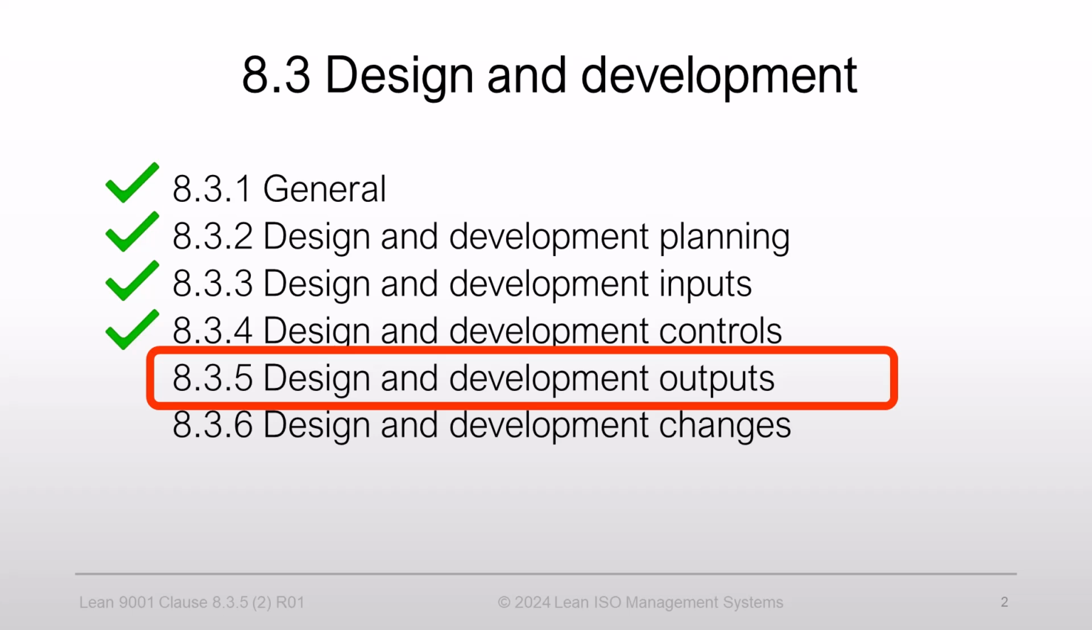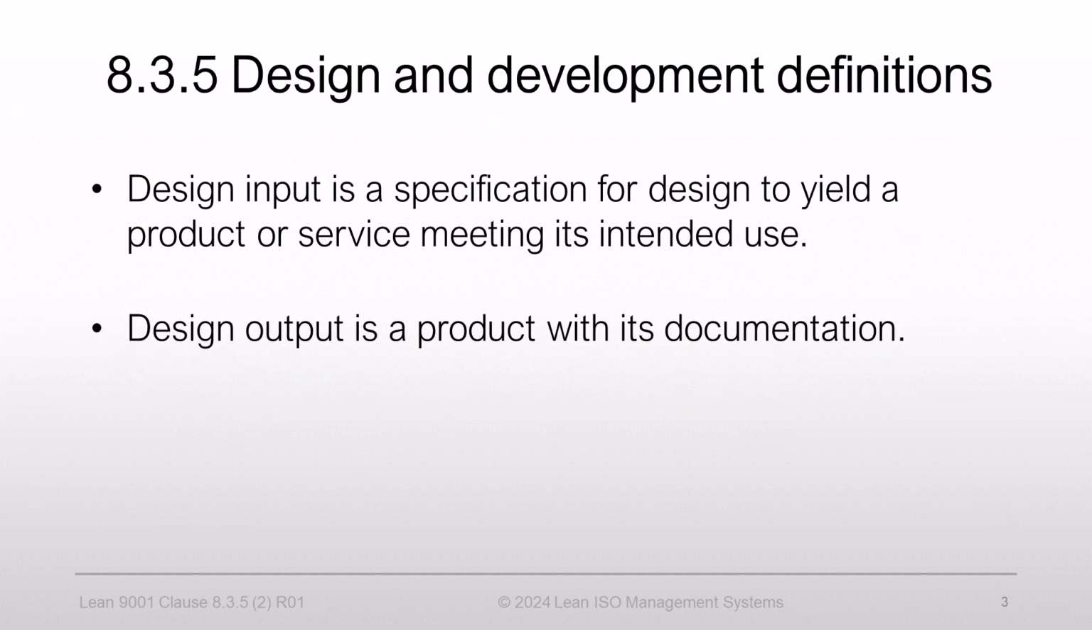In the previous video, we started exploring subclause 8.3.5 of the ISO 9001 standard and found design input and output definitions. If you missed that clip, the link is below. In this video, I wanted to share some examples of inputs and outputs and complete this subclause. After some research, we came up with the following definitions.